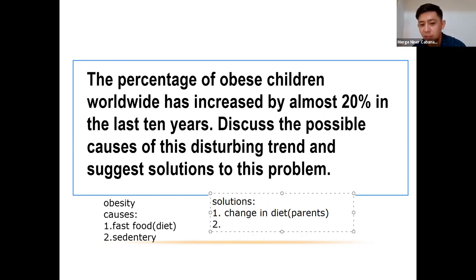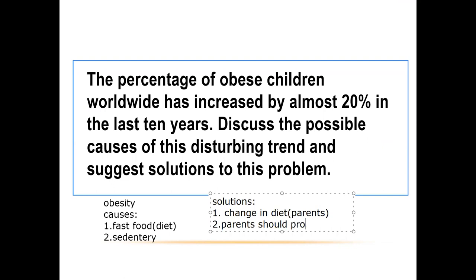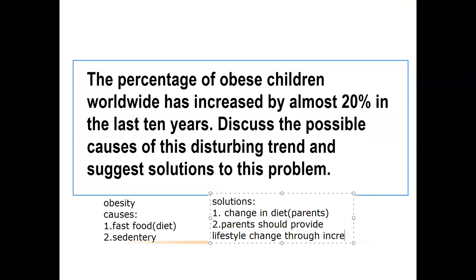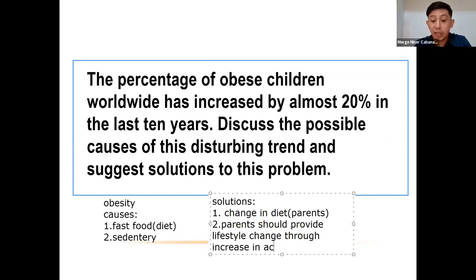LJ and Nina, what other solutions do you think we can use to prevent obesity among children worldwide? Sir, I think the parents should provide some activities so that children will become physically fit. Right. Lifestyle change. Parents will be the ones whom children imitate in their activities as well. So parents should provide lifestyle change through an increase in daily activity. All right. So they should engage in exercise so that in the future they can become healthier. All right. That's nice, guys.